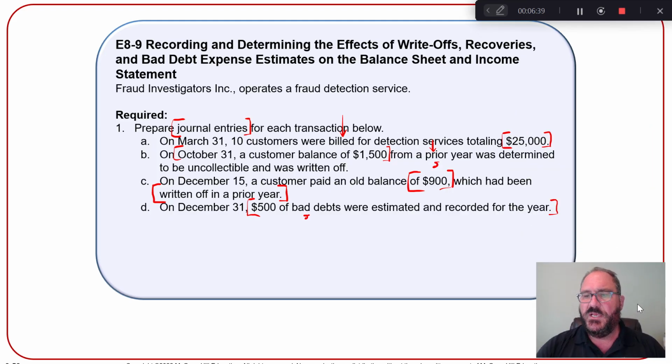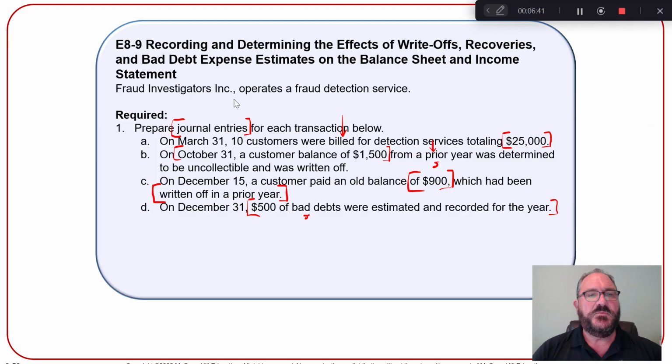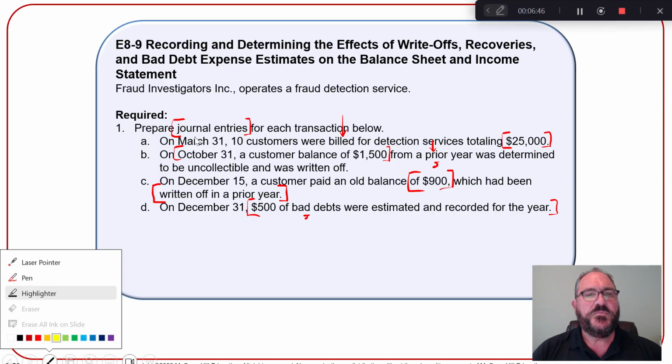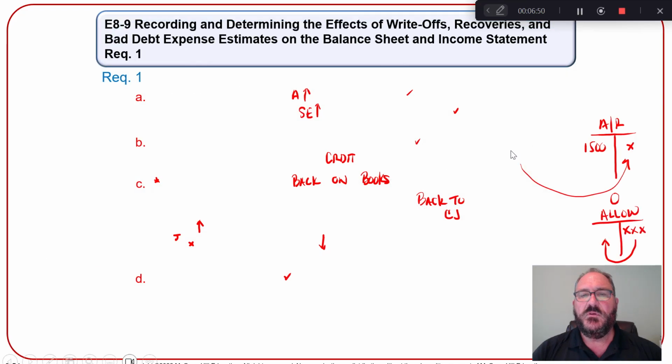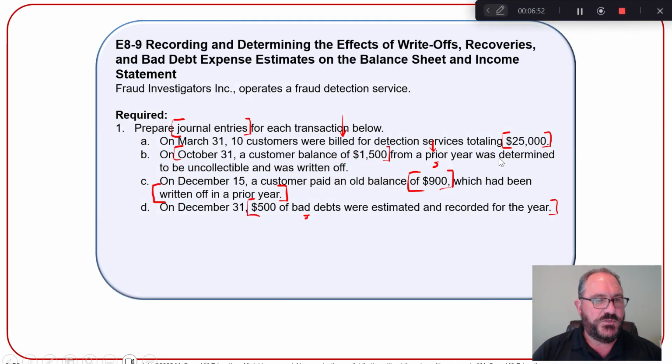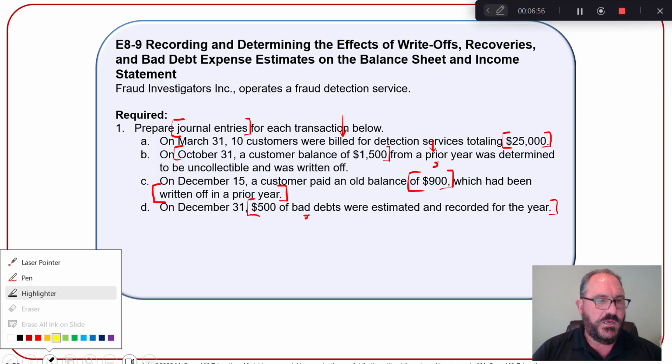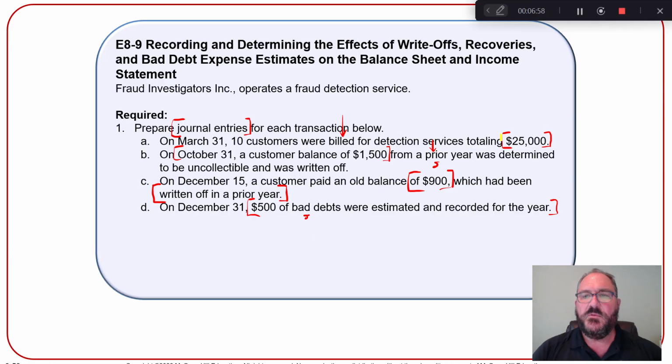Let me move my picture again. All right, so let's see what we got. Make sure this thing isn't going kablooey. Oh, it's going blue. I just told you not to do that. Okay, I want my highlighter. Okay, there we go.